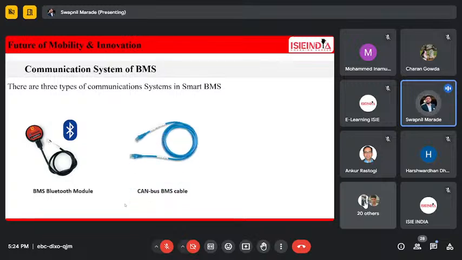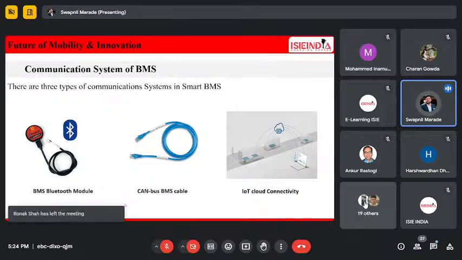Second is CAN communication, which is a controller area network, having microcontrollers that communicate with each other, and having a bus cable which we can connect to the battery pack and the host computer. We can collect that data with the help of that cable, and we can access or analyze that data with the help of CAN communication.